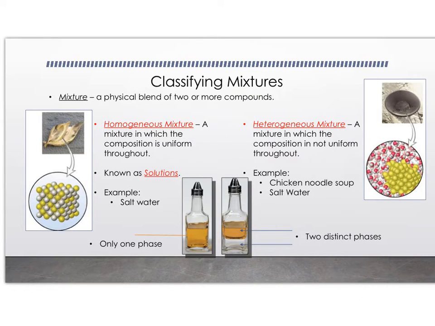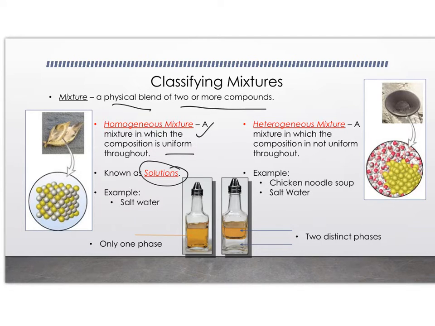So then mixtures, these are a physical blend of two or more compounds. And these are further broken down into either being a homogeneous mixture or a heterogeneous mixture. A homogeneous mixture is a mixture in which the composition is uniform throughout. These are also known as solutions.